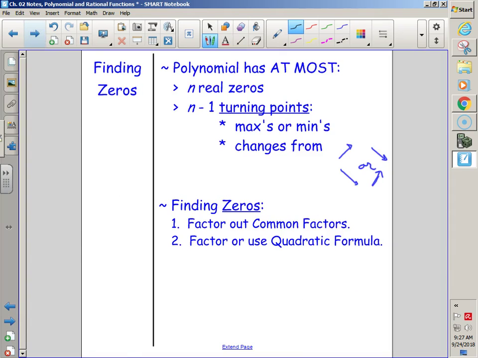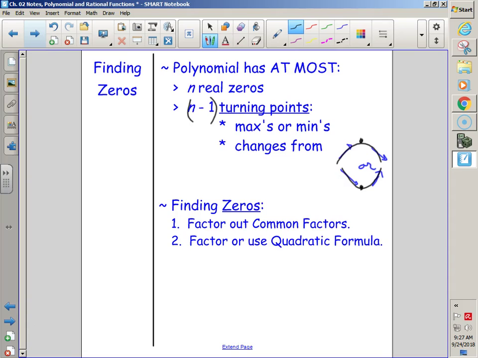So what if they start asking us about zeros? Zeros, they're intercepts. The picture has to do with if my graph has a smooth turn going from increasing to decreasing, I'm going to have a maximum. Or going from decreasing to increasing, I'm going to have a minimum. It's talking about turning points.